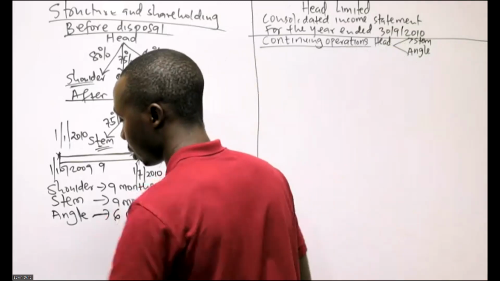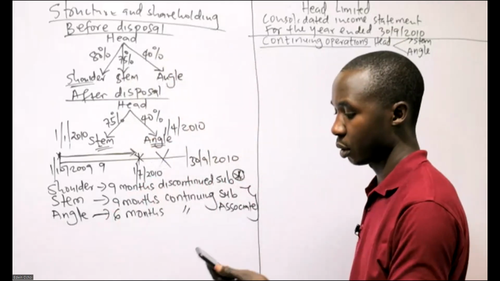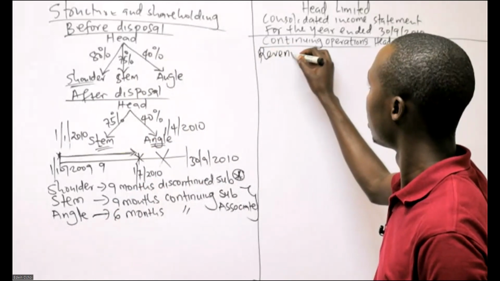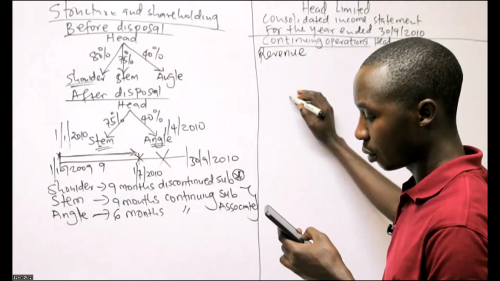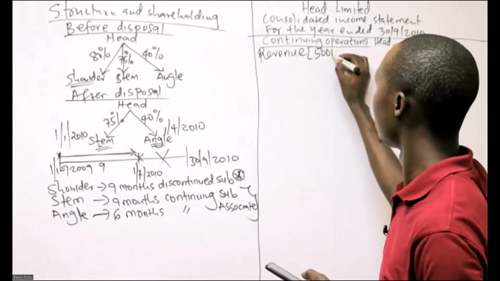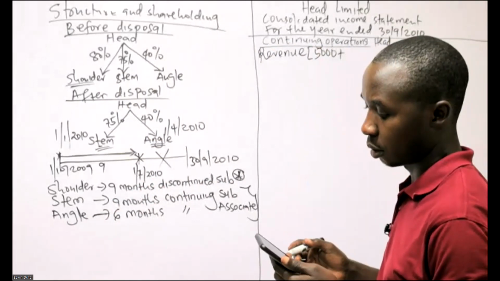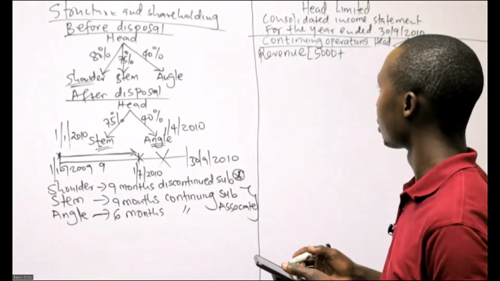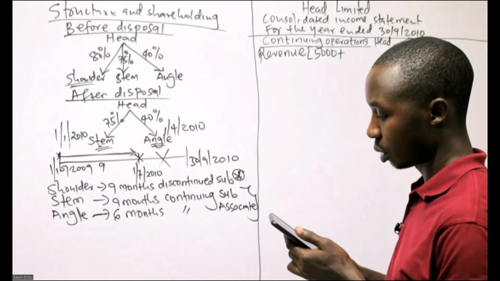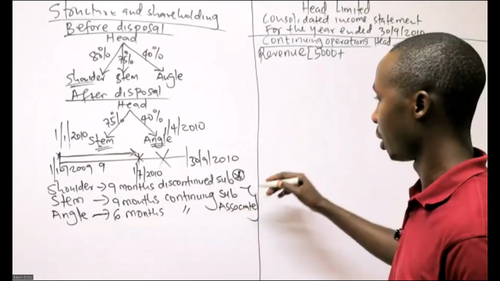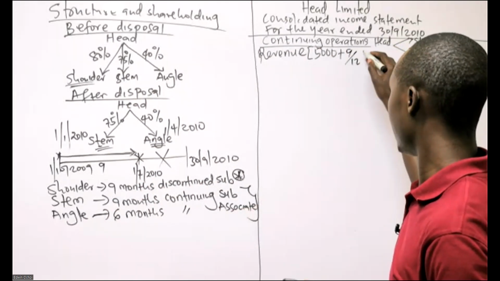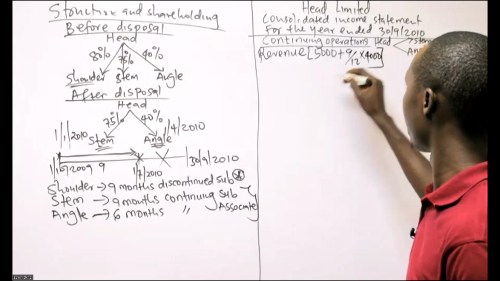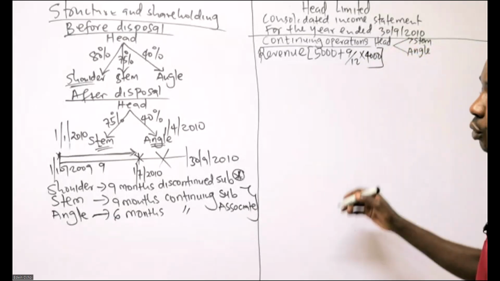So we go now to the question. Revenue: $5,000 plus STEM's 4,000. But STEM was there for 9 months, so 9 over 12 times 4,000. Remember, we add the parent plus subsidiaries. Under revenue, we minus intergroup sales.